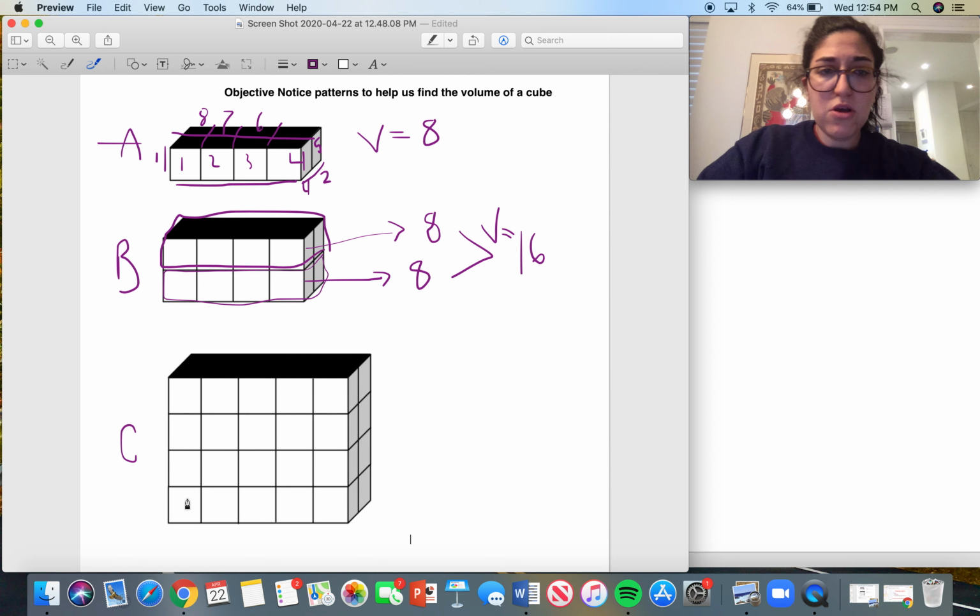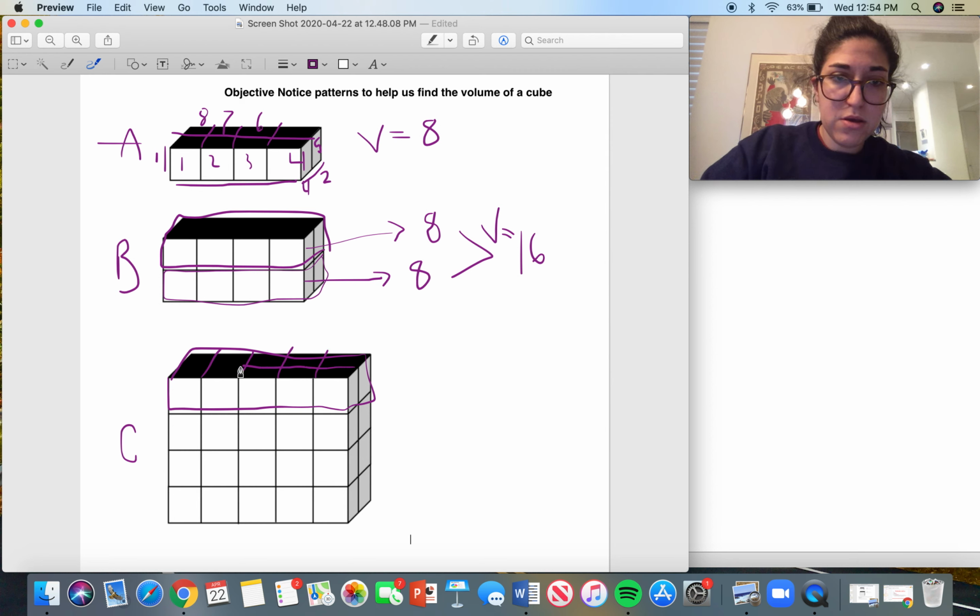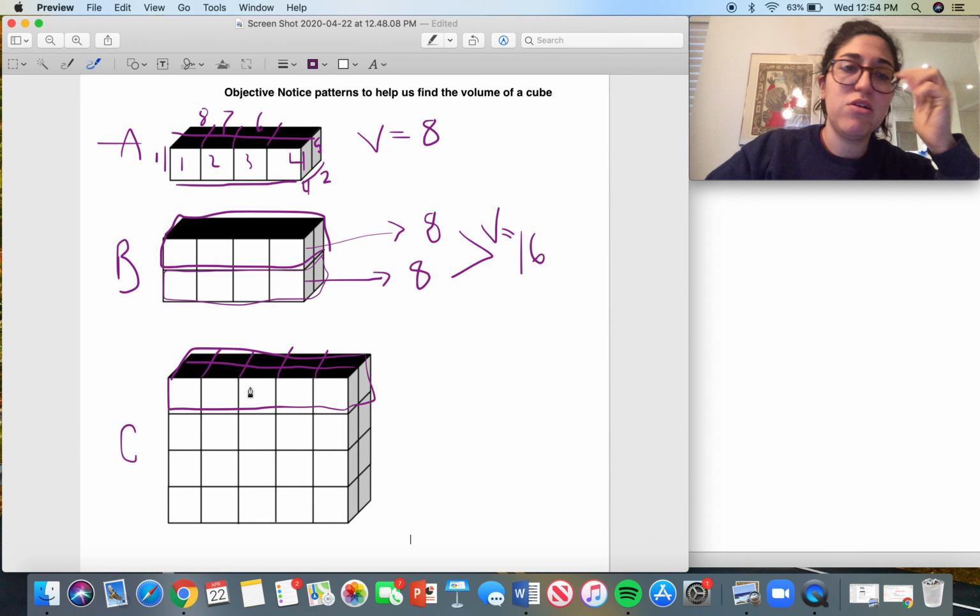Let's just look at this top layer again. What I'm going to do is draw out and continue these lines, so it looks a little bit more like we can count each and every cube. You'll notice that the way I did that is I just continued each line. I didn't create any new lines, I just continued each line across.